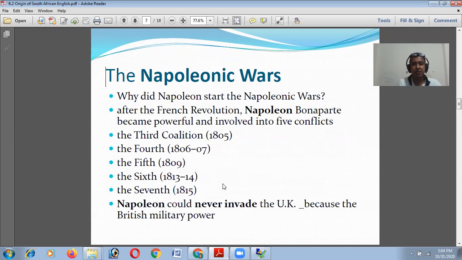This is the history of the Napoleonic Wars. After the French Revolution, Napoleon Bonaparte became powerful and was involved in five conflicts: the Third Coalition, the Fourth, Fifth, Sixth, and the Seventh. Napoleon could never invade the UK because the British military power was very strong, and for this reason, Napoleon Bonaparte didn't occupy Britain.